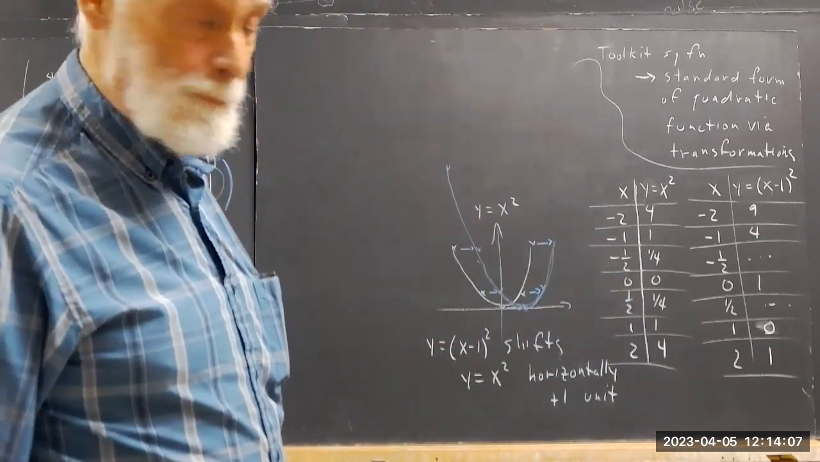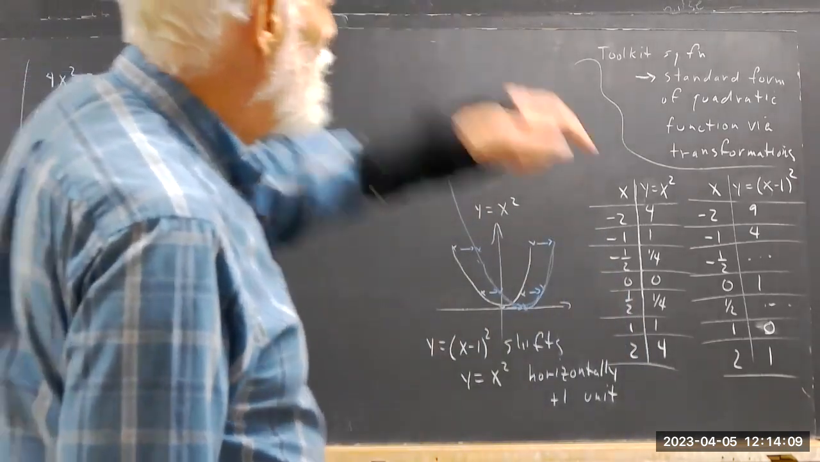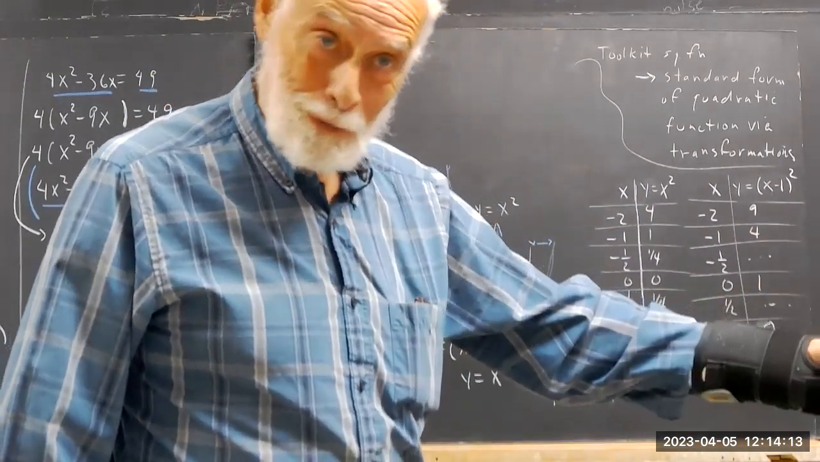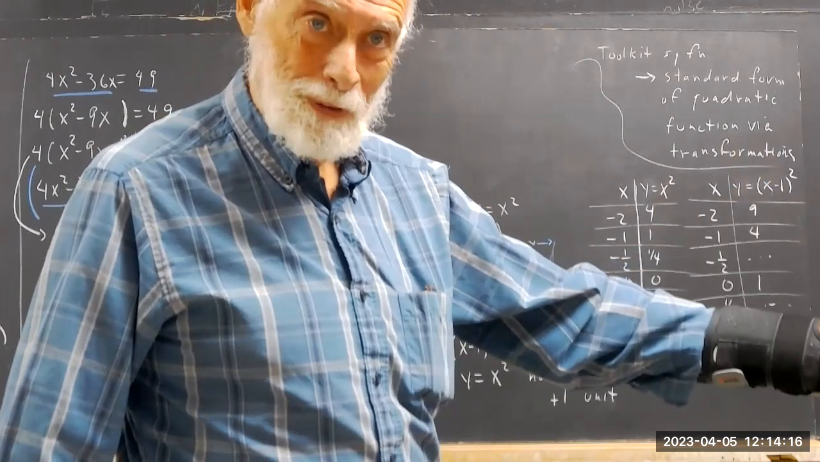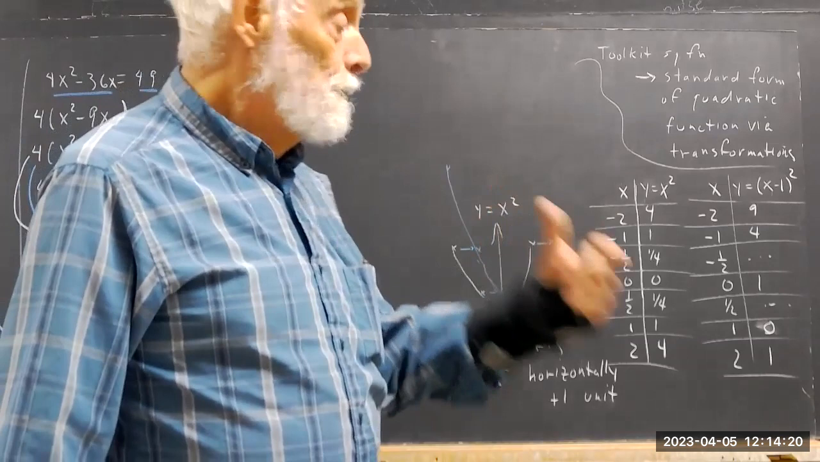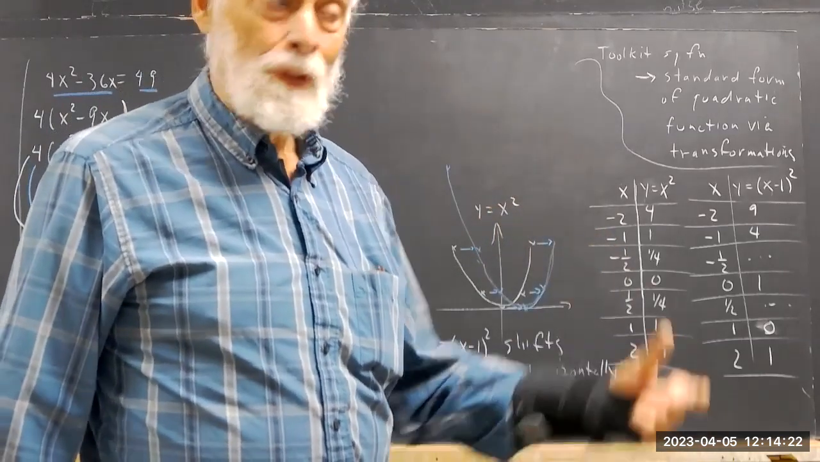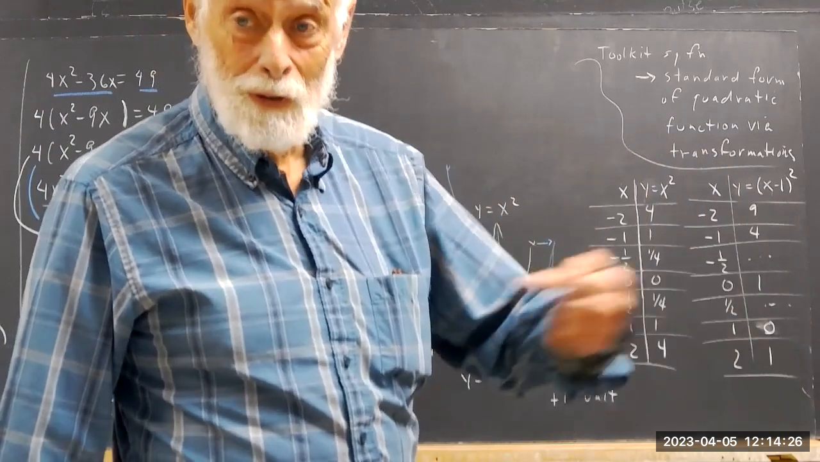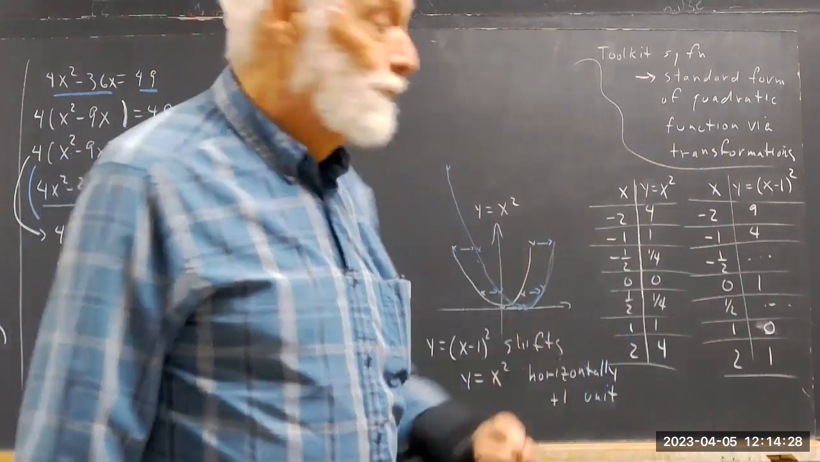Right. Now, what if it was x minus 2 squared? Which is 2 units. x would have to be 2 units bigger to give you the same y value. What if it was x plus 1 squared? Well, then x would have to be 1 unit less to give you the same y value, and it would shift to the left. Well, here's our rule.